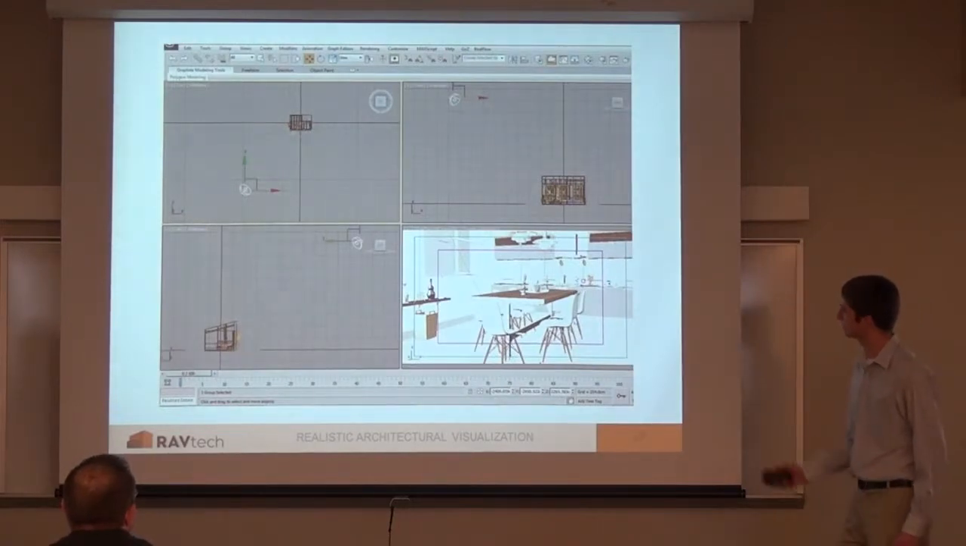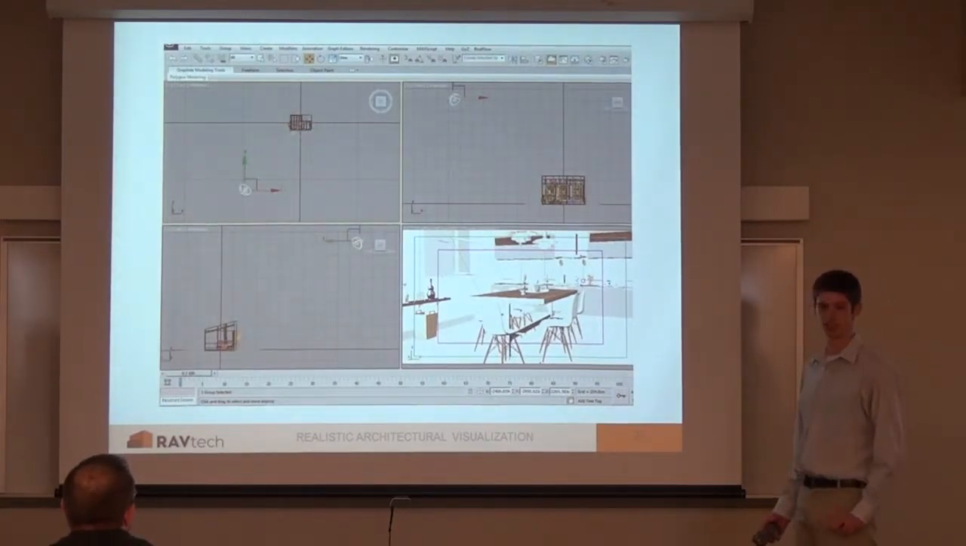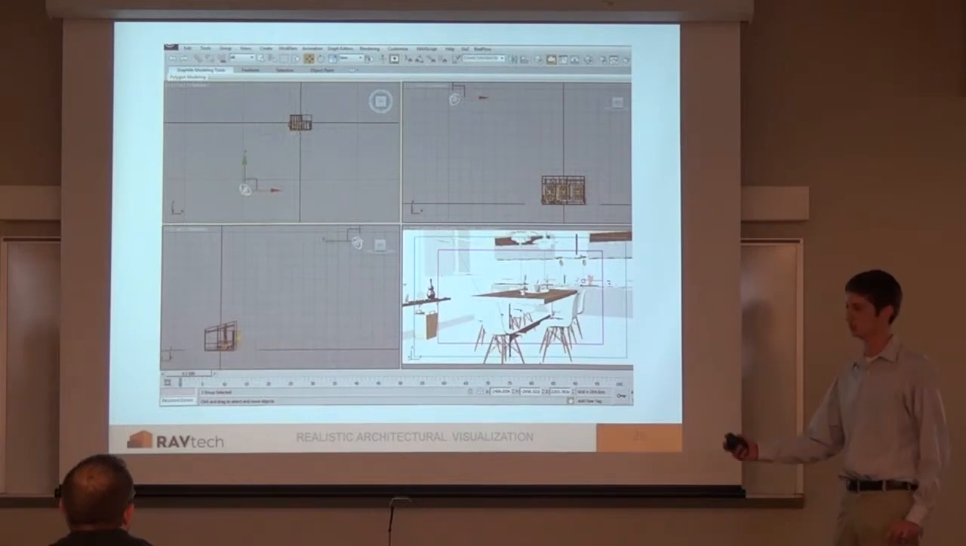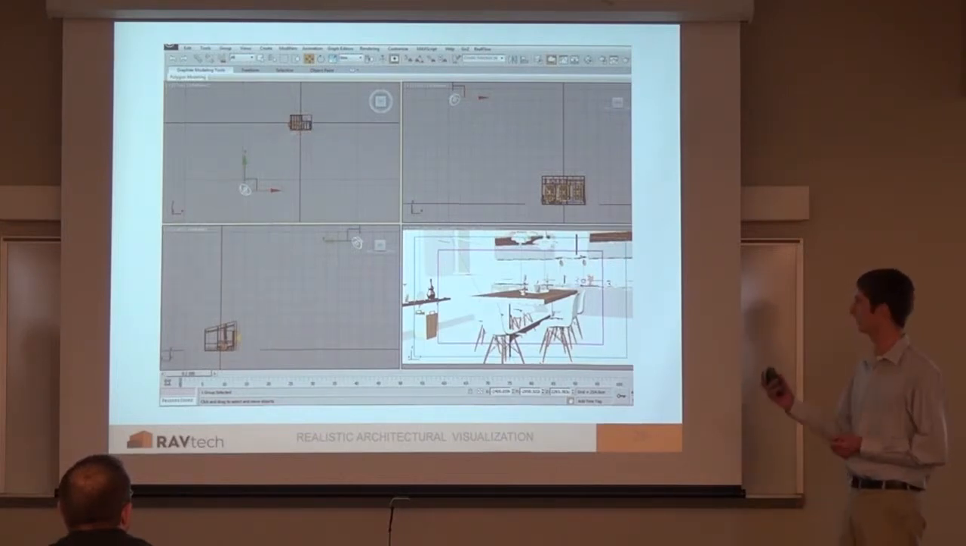Setting up your lights. This is an example of someone setting up a daylight system in 3ds Max, which is just a simple sun that comes with Max. We found that if you're just getting started, this is probably the easiest way to light your scene, because it's one light, and you don't really have to change much because it's the sun, and that's a constant.